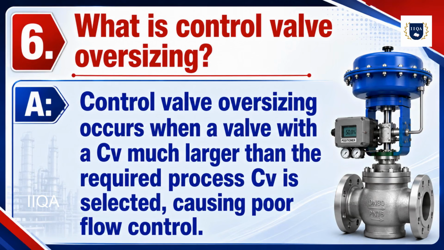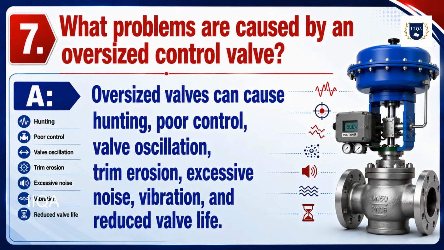6. What is control valve oversizing? Control valve oversizing occurs when a valve with a CV much larger than the required process CV is selected, causing poor flow control. 7. What problems are caused by an oversized control valve? Oversized valves can cause hunting, poor control, valve oscillation, trim erosion, excessive noise, vibration, and reduced valve life.